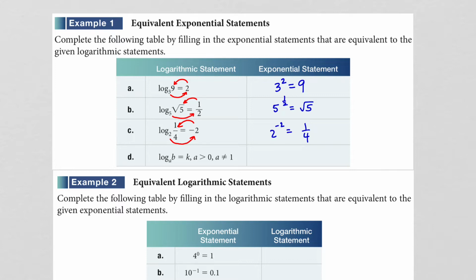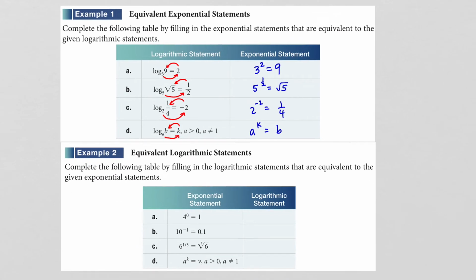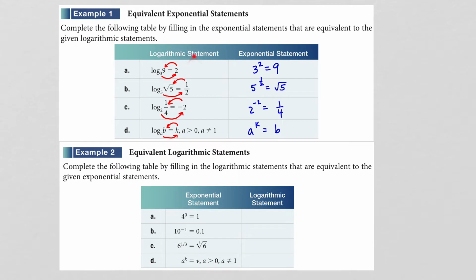And finally, we have log base a of b is equal to k. So in exponential form, this will say that a to the k power is equal to b. So again, you want to be able to convert logarithmic statements into exponential statements with no trouble whatsoever.